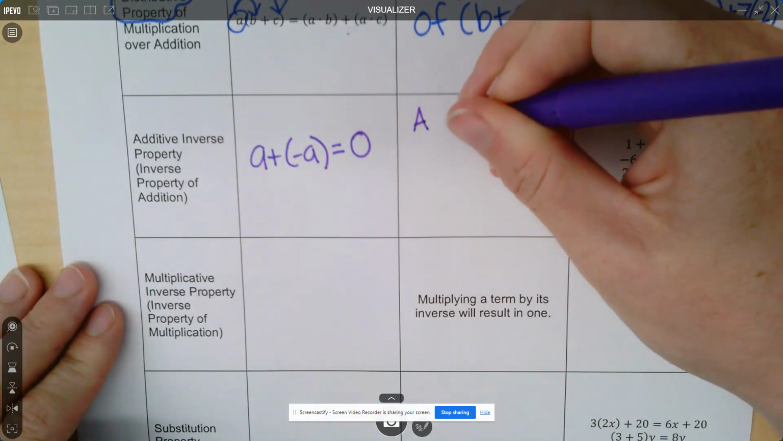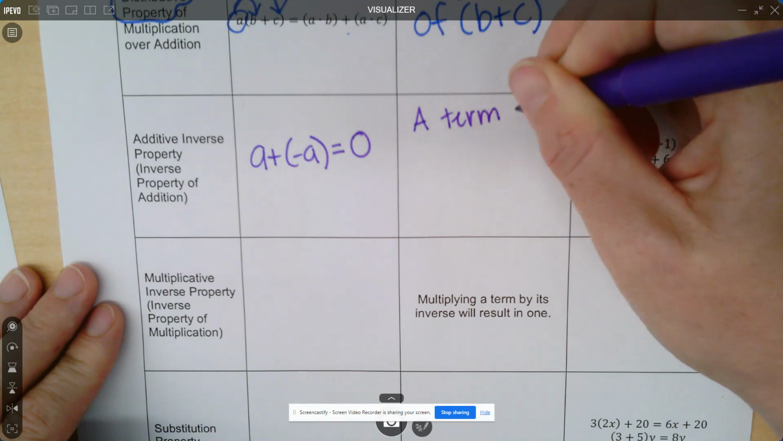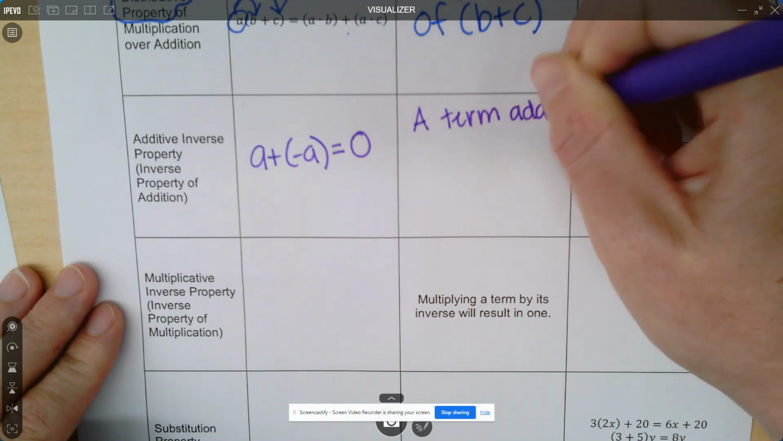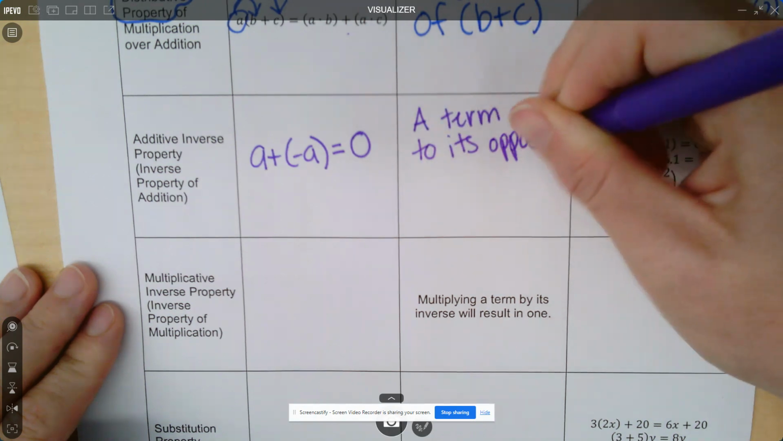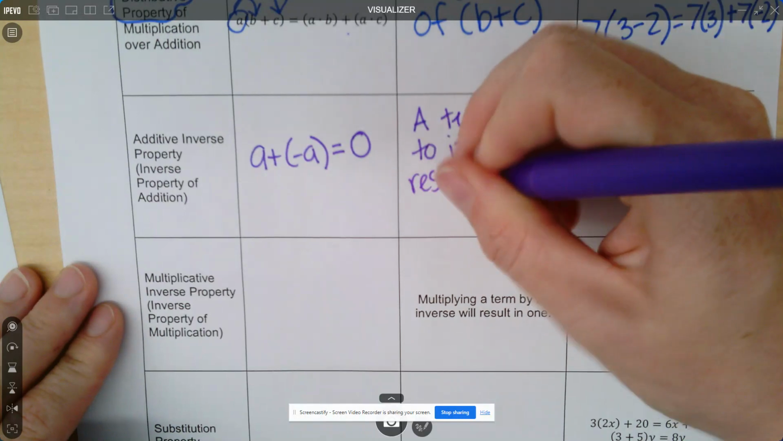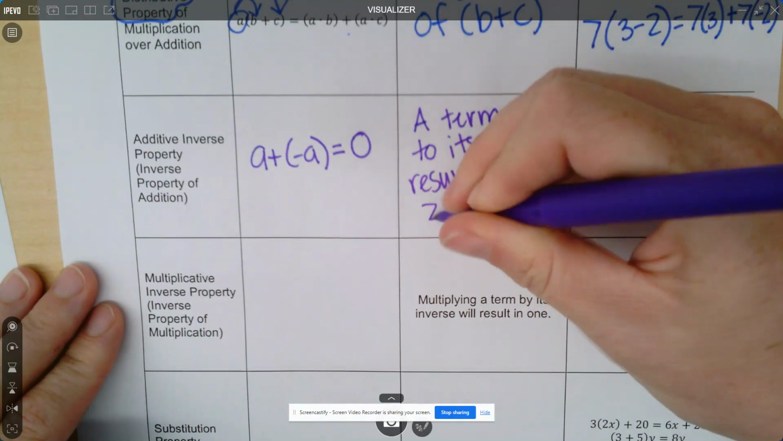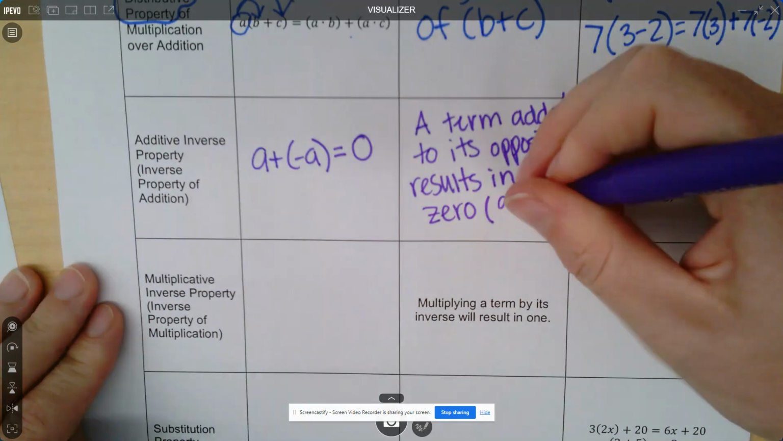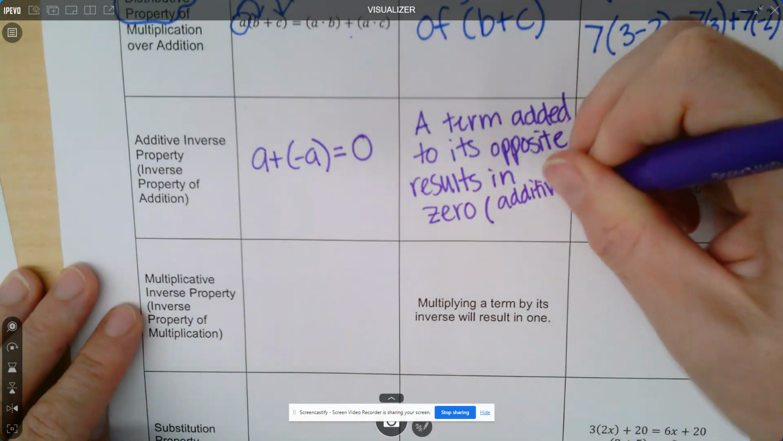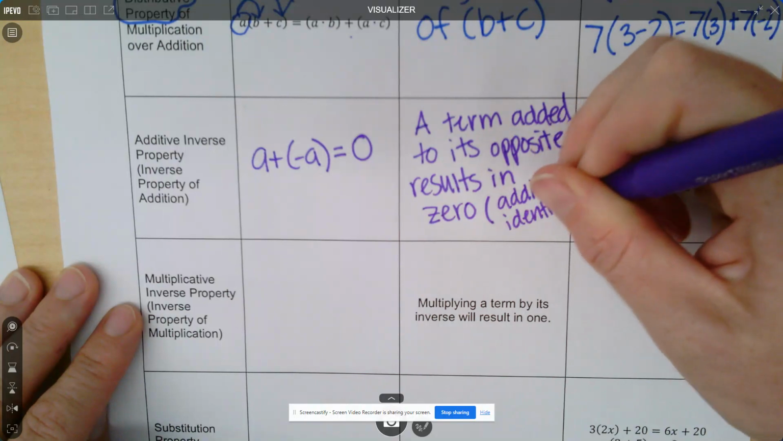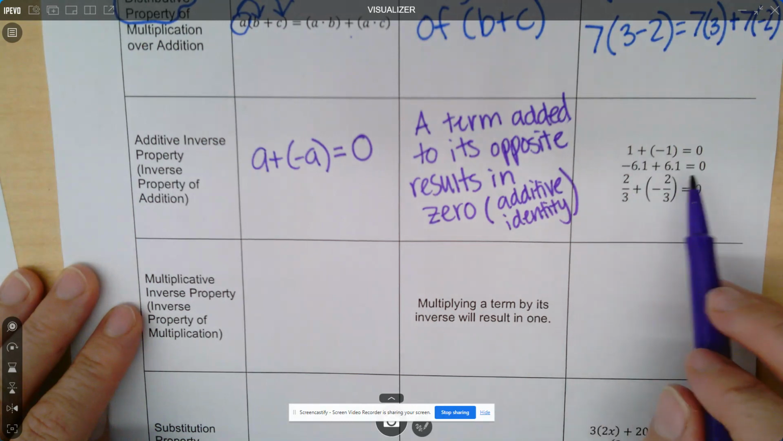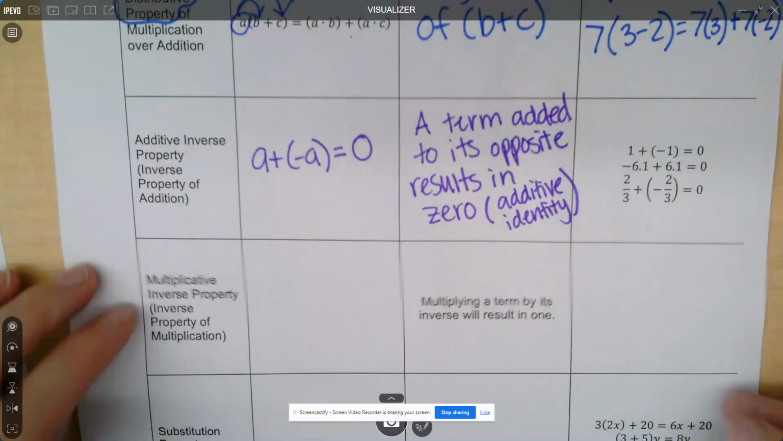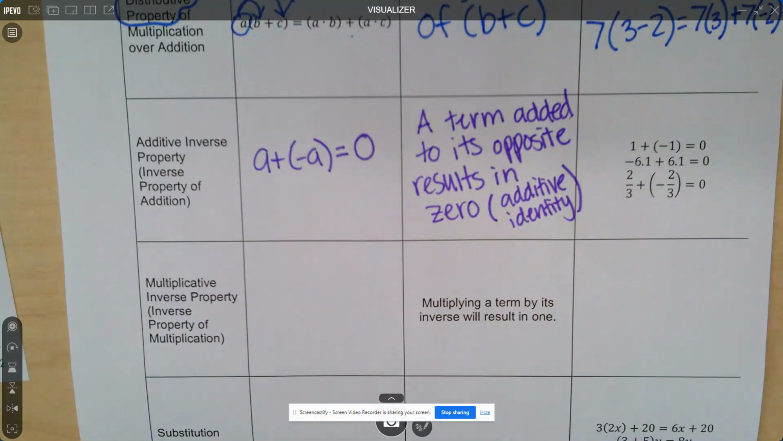So a term added to its opposite results in 0, which is the additive identity. So if you see 1 plus negative 1 is 0, negative 6 plus 6 is 0, 2/3 plus negative 2/3 is 0. So additive inverse property tells us that a number plus its opposite is 0.